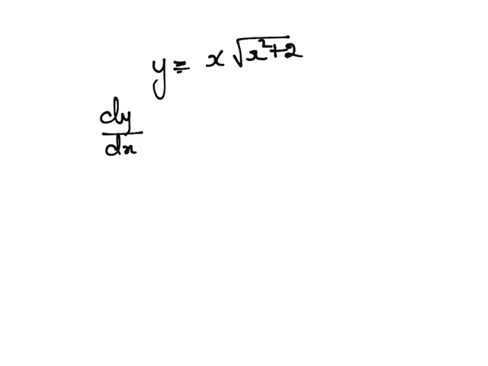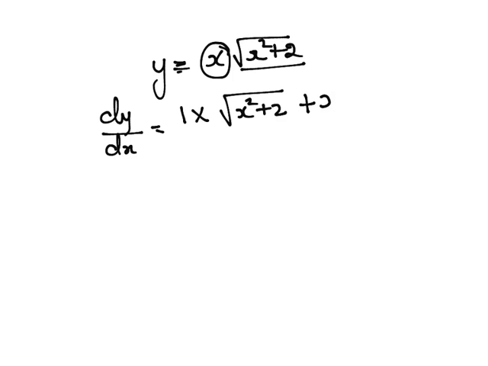Let me take y equal to x multiplied with square root of x squared plus 2. Okay, so let me find the derivative of this function. So dy by dx is nothing but, use the product rule: differentiate the first function, derivative of x is 1, multiply, keep the second function as it is, square root of x squared plus 2, plus keep the first function x multiplied with, now I need to differentiate this.